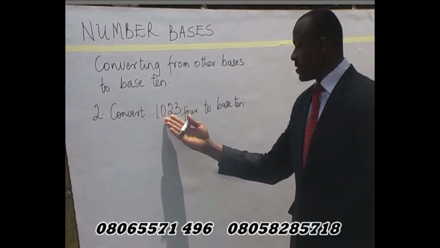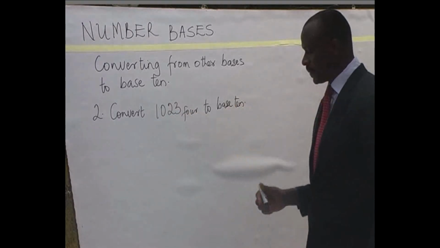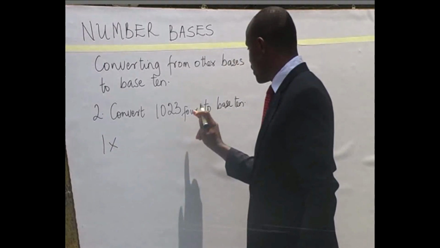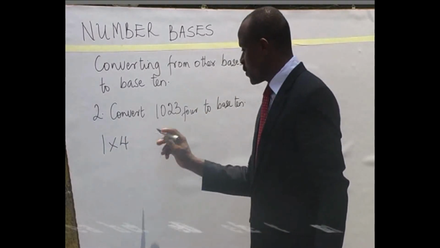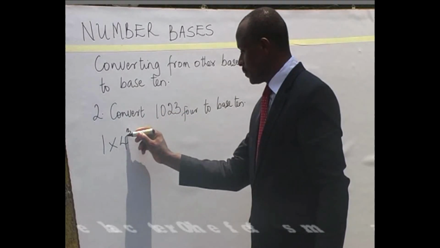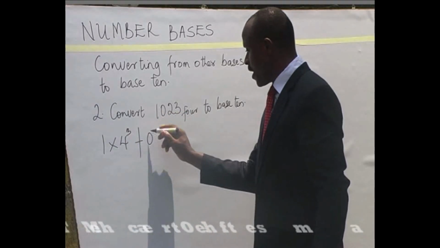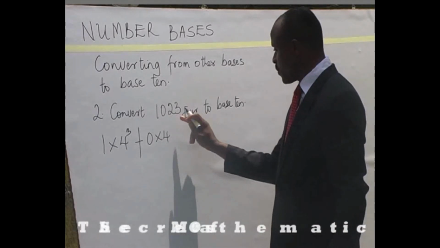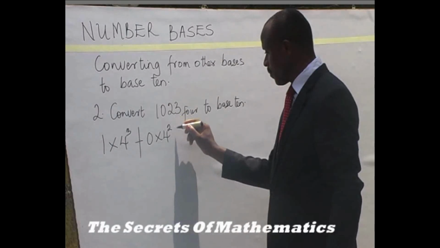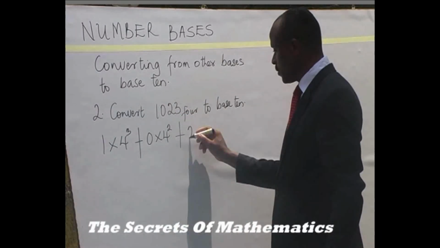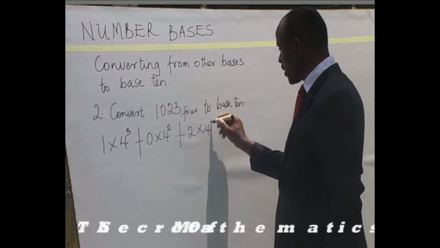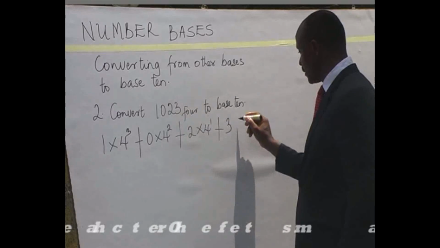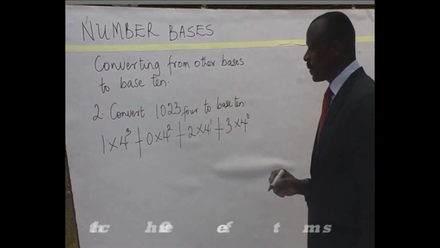Convert 1023 base 4 to base 10. Bring the first number, 1 times the base 4, exponent 3. Plus 0, the next number, times 4, the base, exponent 2. Plus 2 times 4 exponent 1. Plus 3, the last number, times 4 exponent 0.